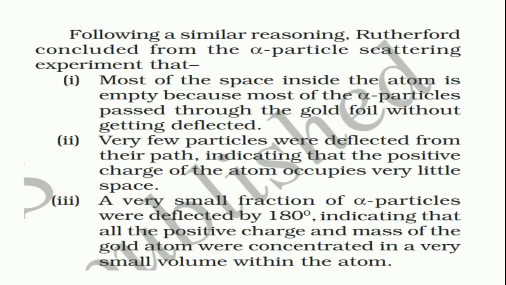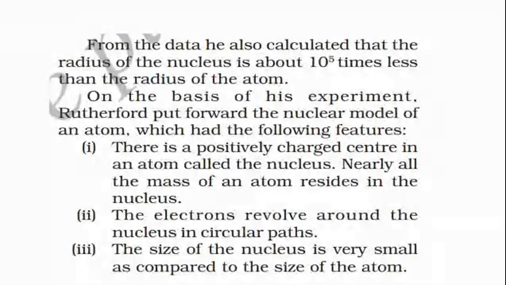So only in a very small volume within the atom, all the positive charge and the mass of the gold atom is present. So this was his conclusion from his experiment. He did a lot of experiments, and from all his data, he calculated that the radius of the nucleus is about 10 to the power of 5 times less than the radius of the atom.